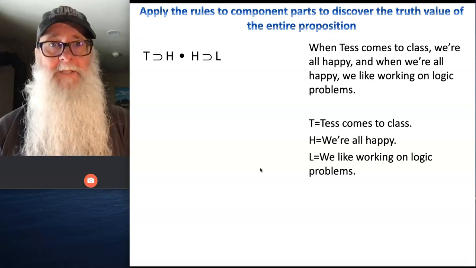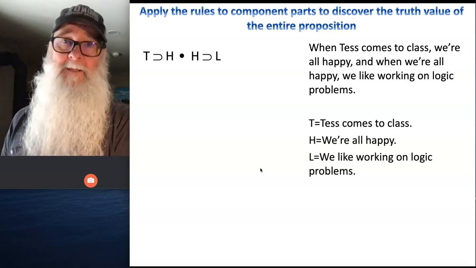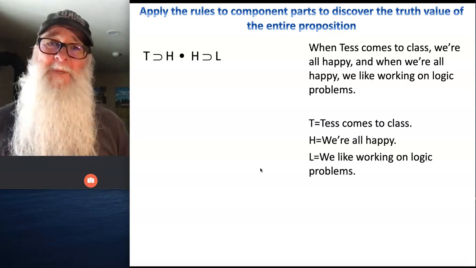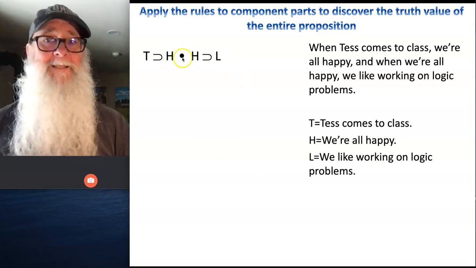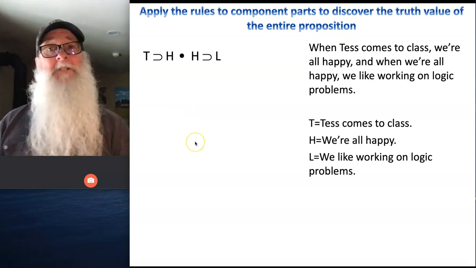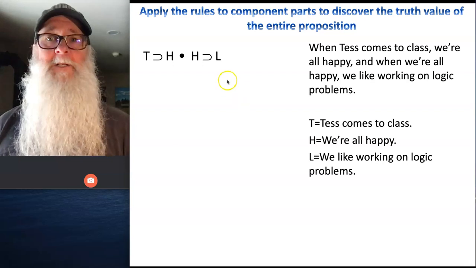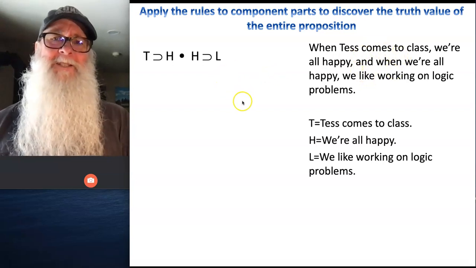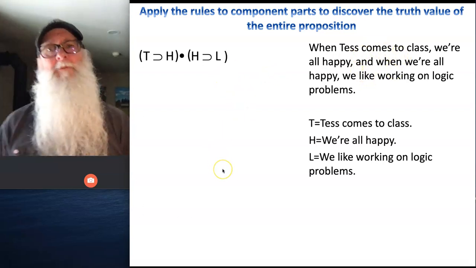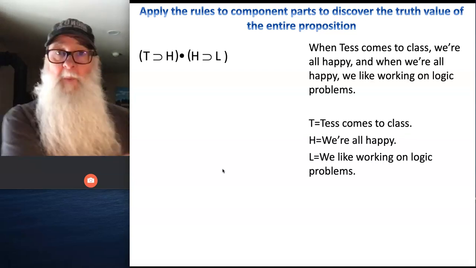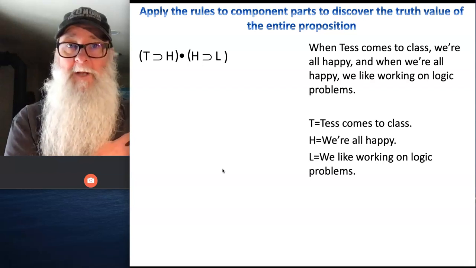Now remember, the main operator of a given compound proposition is going to be the operator outside of parentheses and brackets other than tilde, unless tilde is the only operator outside of brackets. Now, we don't have any tildes here, but we do have three operators outside of brackets, and that's a no-no. So we're going to have to do some bundling up here. We're going to have to group up pairs of our statements. It seems like looking at this statement, it makes the most sense to group the statements this way. When Tess comes to class, we're all happy, and when we're happy, we like working on logic problems.